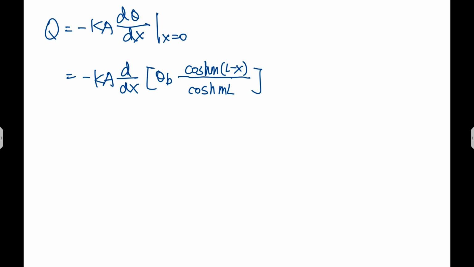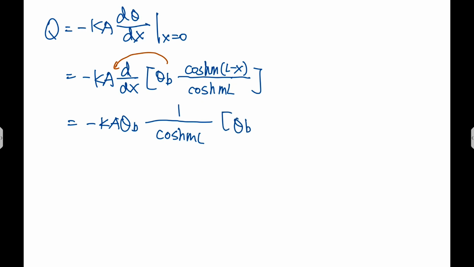Okay, then theta b is a constant, so we just take it out. Then minus Ka theta b, and we can also take out the function without x, the hypercosine ml, and leave the theta b. Dx theta b cosine by hypercosine m.